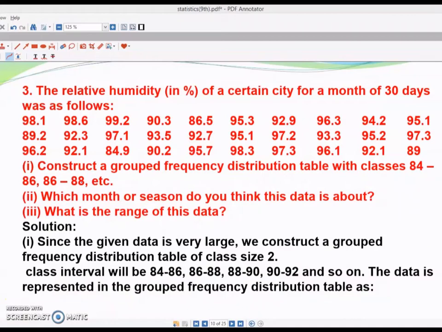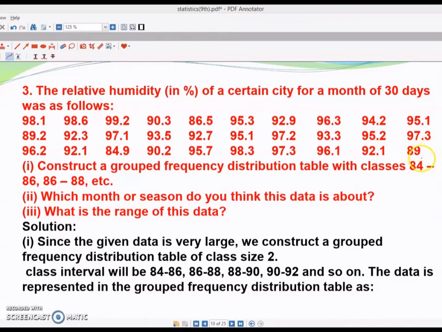In this third problem, the data given is the relative humidity in percentage of a certain city in a month of 30 days. So there are 30 days in a month, and for each day this data has been recorded, that is, what the relative humidity is. So 98.1, probably this was on the first day, 98.6 on the second day, 99.2 on the third day.